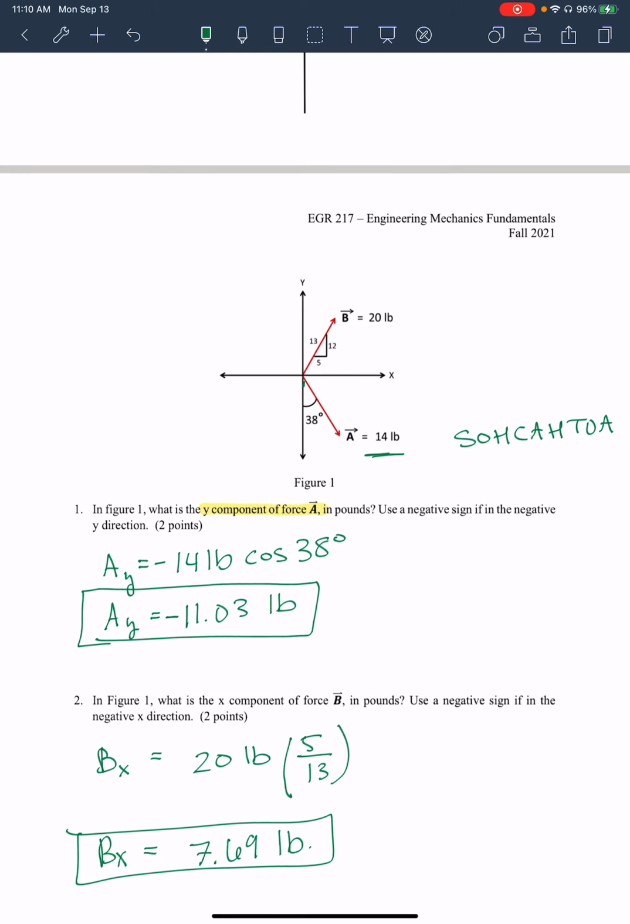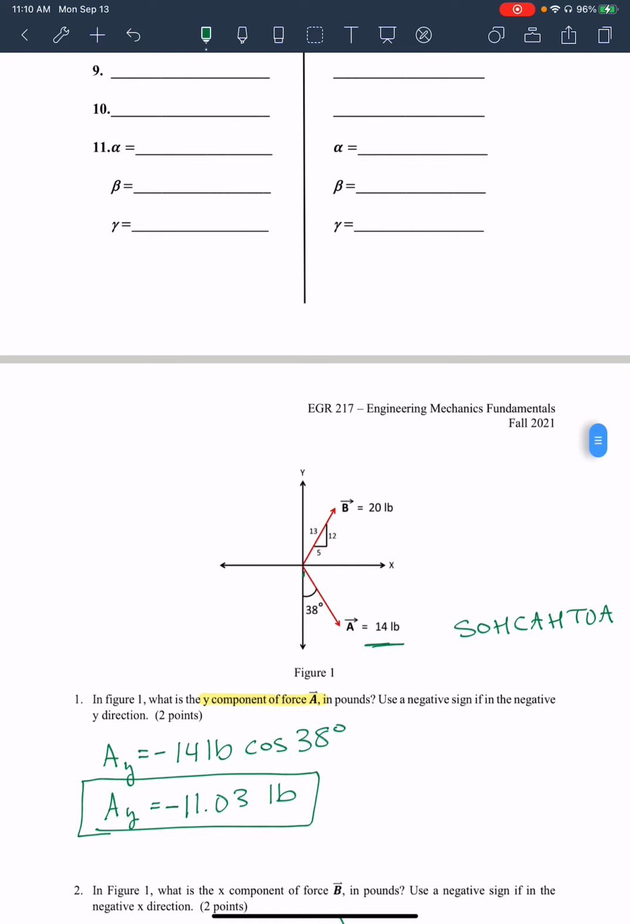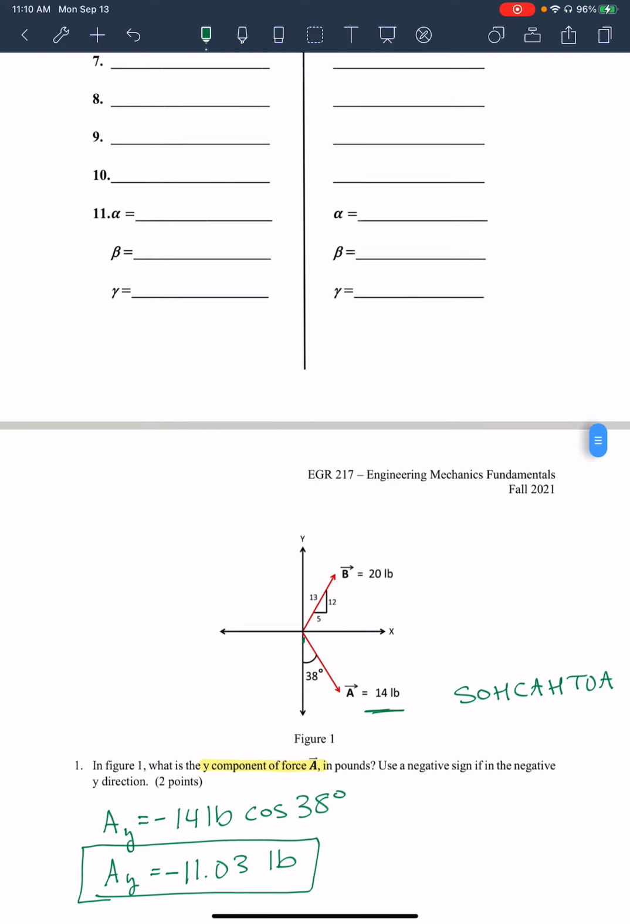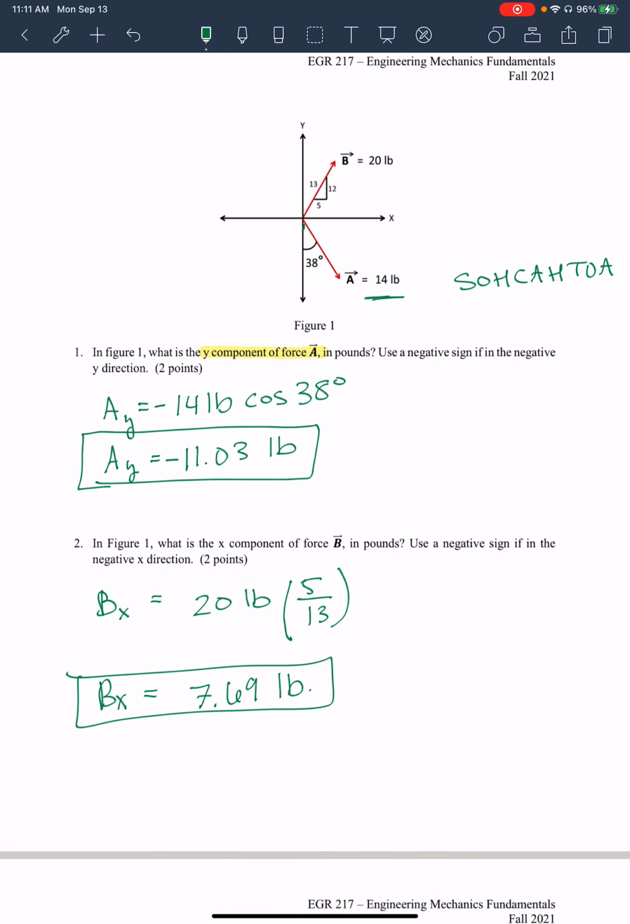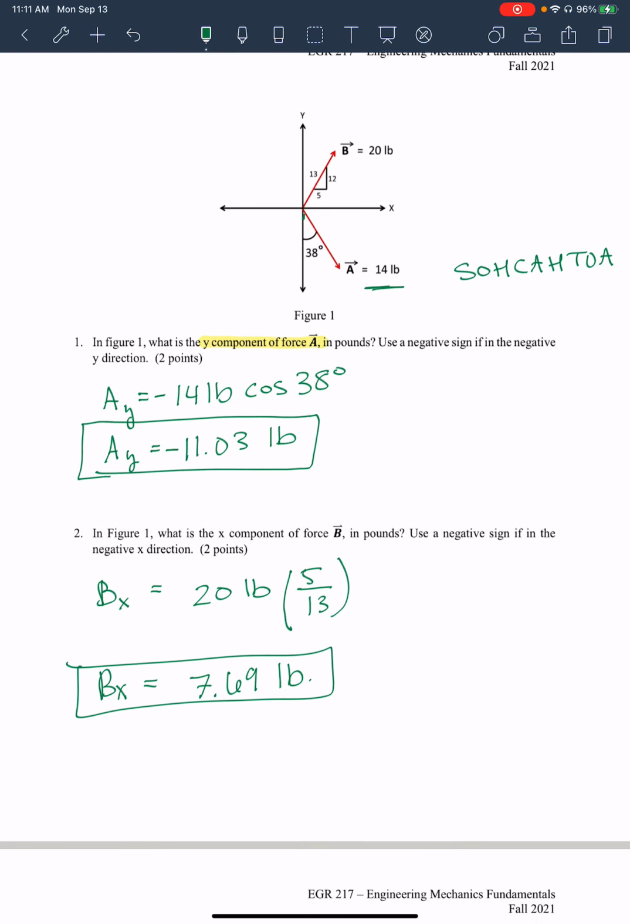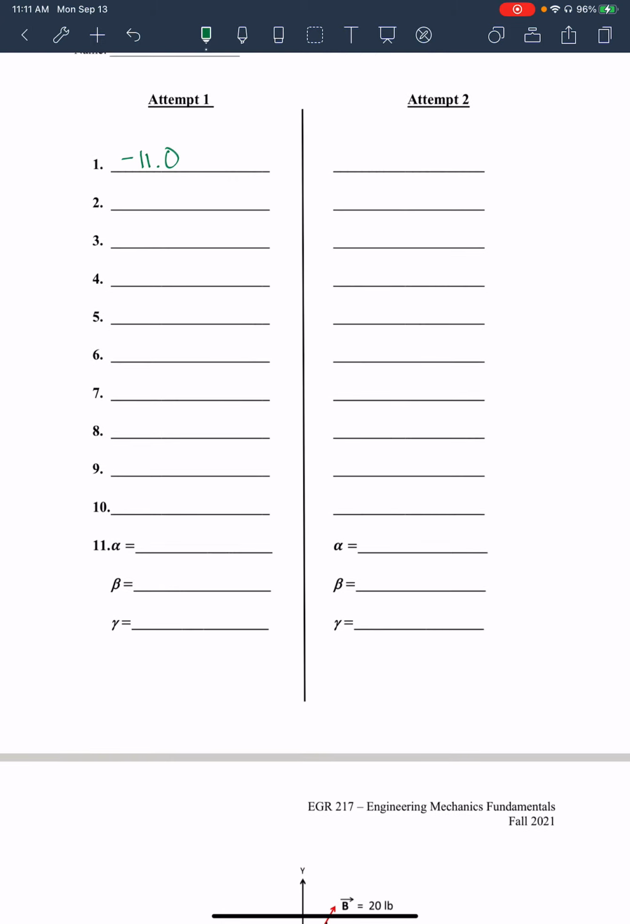So I'm going to go back up to the answer sheet and just put in the answers. It asks for the y component in pounds, so we can just write negative 11.03. And then for number 2, it was 7.69 pounds, and that is in the positive x direction. So 7.69.